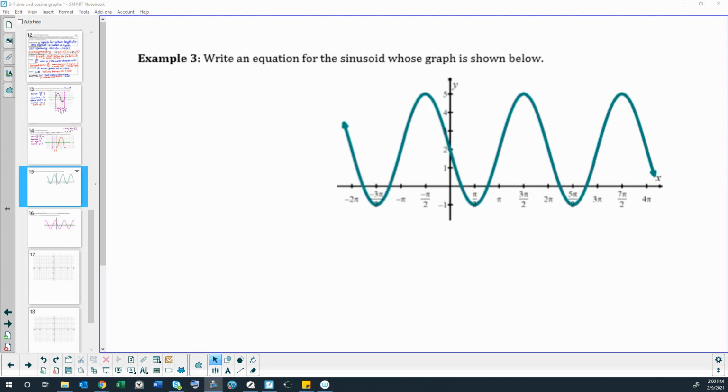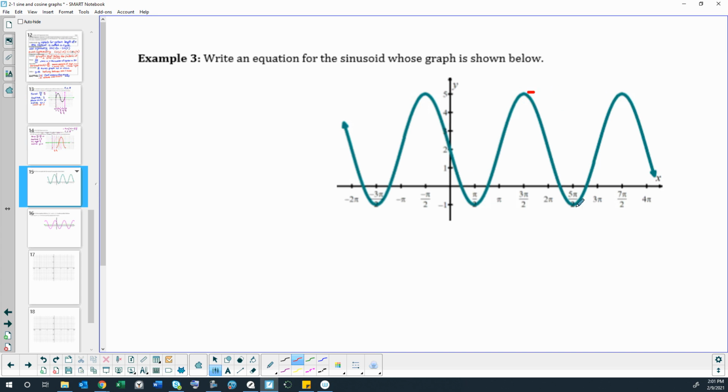Section 2.1, Example 3: write an equation for the sinusoid whose graph is shown below. Part of doing that is figuring out whether we want to use sine or cosine, and we could actually use a combination of each. I'm going to start with finding amplitude.